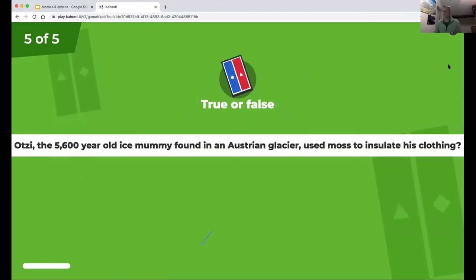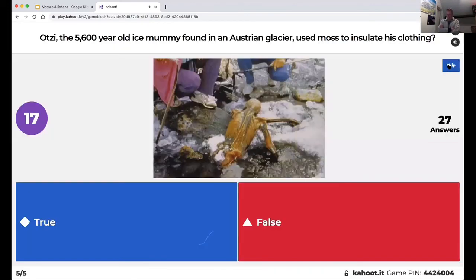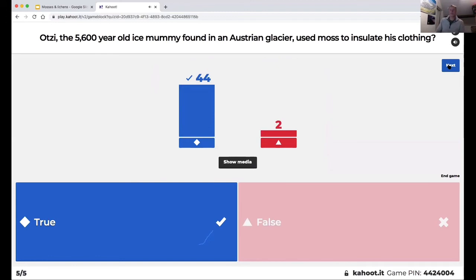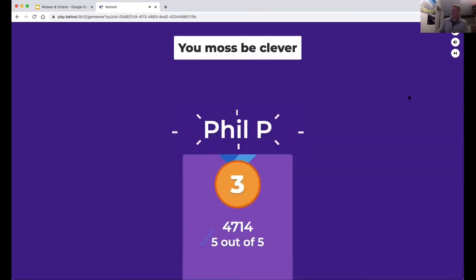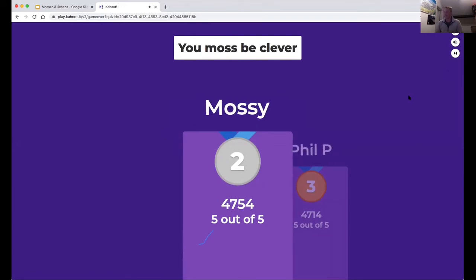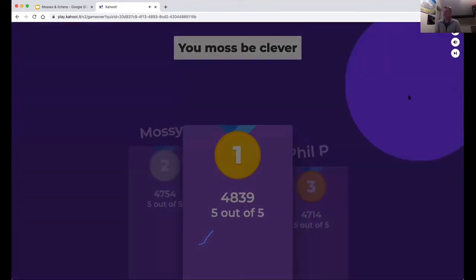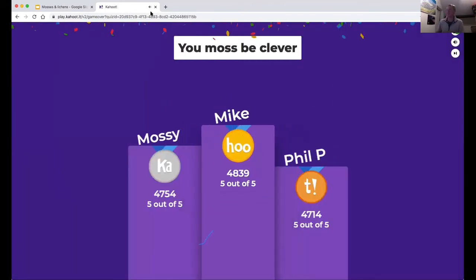And the last question, true or false? The Ice mummy Otzi, found in the Austrian glacier, was found with moss in his clothing. True or false? And he also had some spores in his belly, so there's evidence of where he'd come from in the spores that they found. So yeah, it was an insulation. So Phil, well done, 5 out of 5. Well done, Mossy. And Mike, superb, well done.